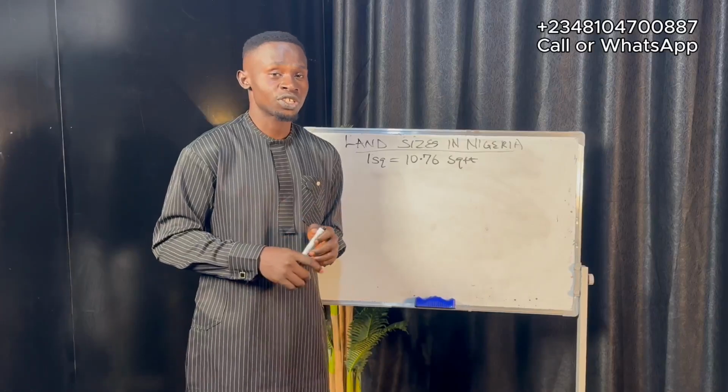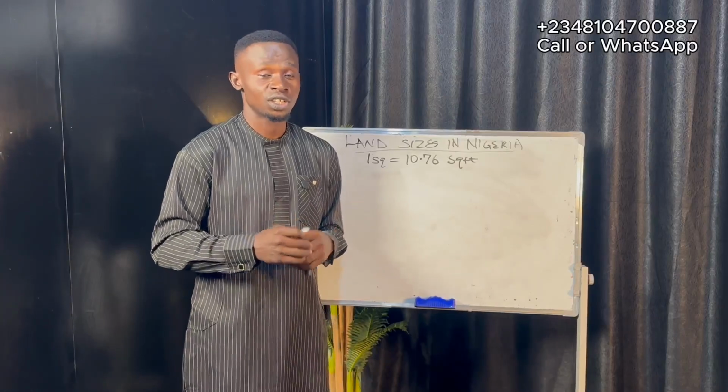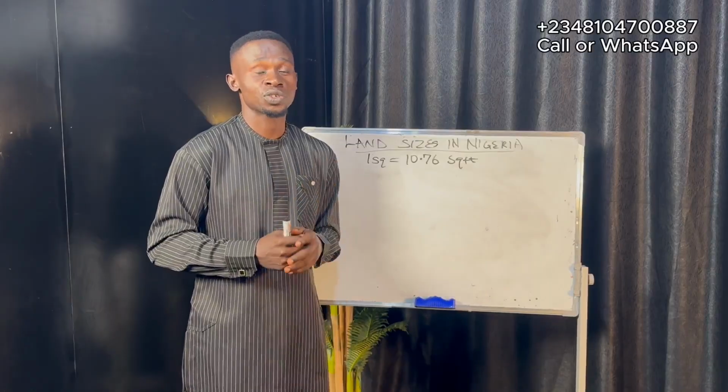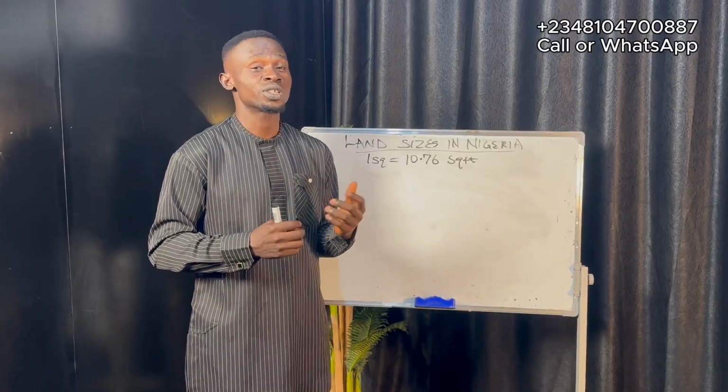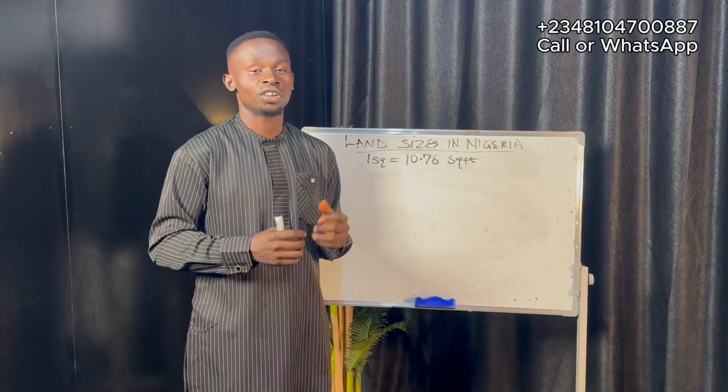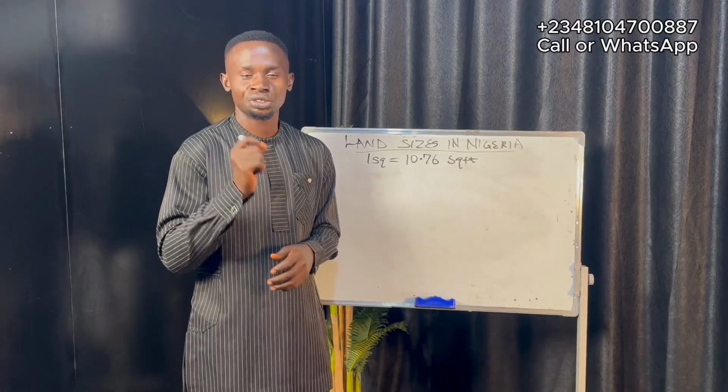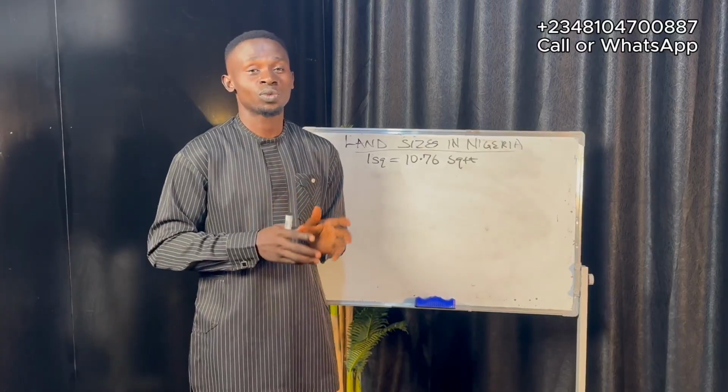I've heard people talk about how they bought land in Nigeria, and some of them will say, I bought 500 square meter. Another one will say, I bought 120 by 60 square feet. And another one will say, I bought an acre. But the real question is, do they truly understand what they are saying?